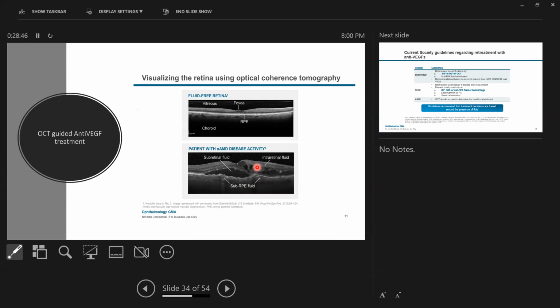For example, if you treat the patient, okay, and the macula is now dry, and on the follow-up you find there is intraretinal fluid, there is a recurrence of the intraretinal fluid. This means it is a bad prognostic point. You need to inject immediately. Otherwise, you will lose more vision, okay?